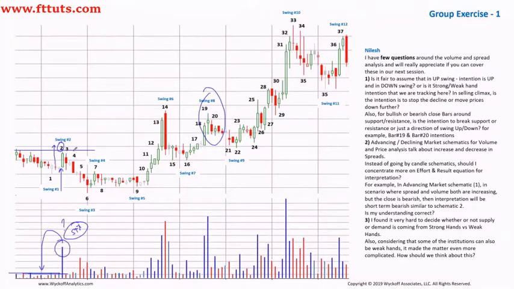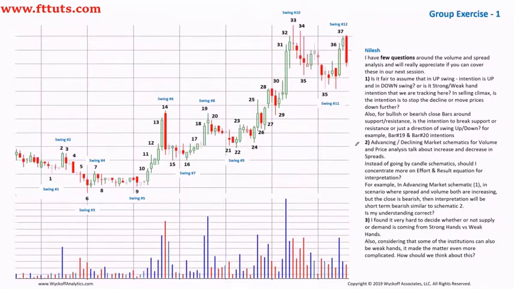But yes, the intention is always not just to break the support or resistance. So let's say like this one right here, at 25. It doesn't show a commitment above the resistance. It shows only an attempt to commit, an intraday commitment, and then the close is below that. So intention is always to commit above or below.